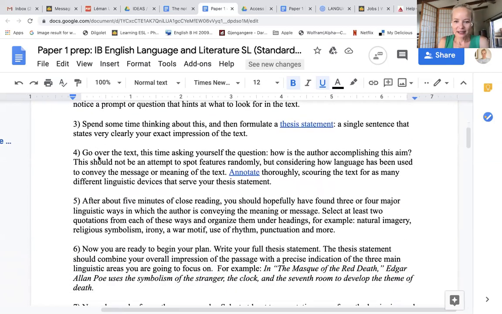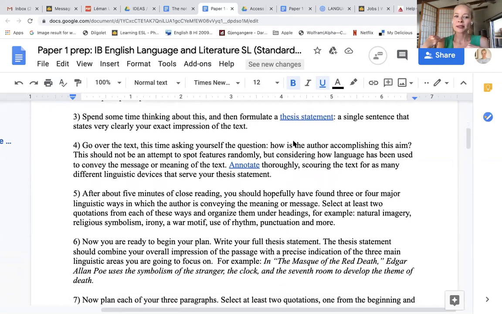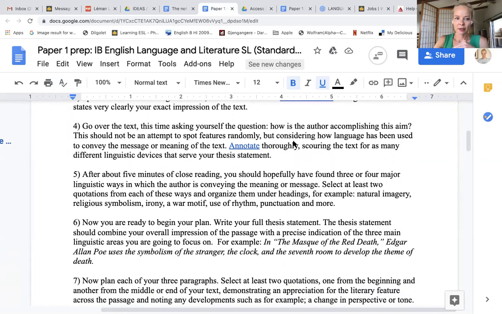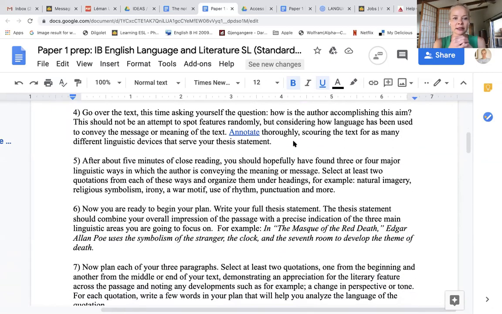So, thesis statement. Again, there's a link on how to formulate a thesis statement. This is a separate video, but it's supposed to be a single sentence that states pretty clearly what your impression of the text is, and also includes the ways that the author conveys that message. We'll get to that in a minute. The next step is to read through the text one more time, and this time you want to annotate.